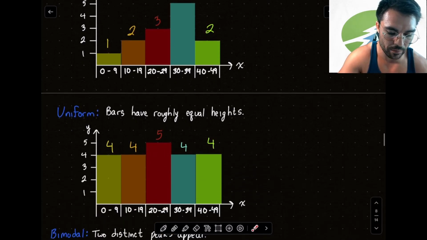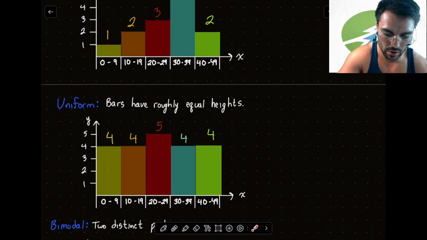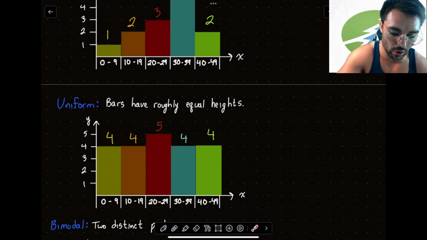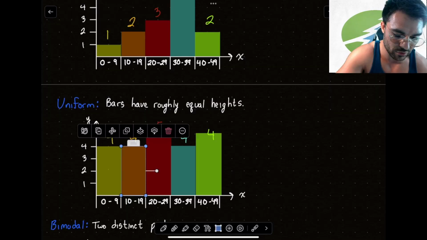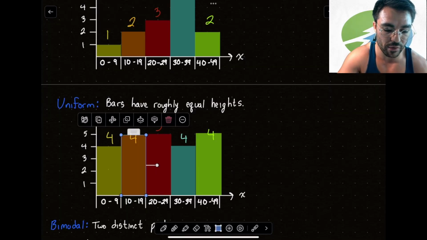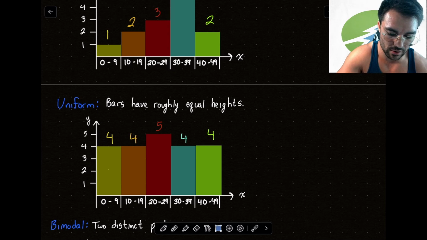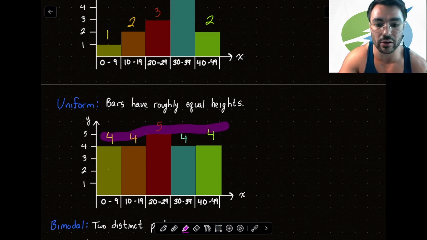Simple enough. Uniform. Bars have roughly equal heights. Again, this is perfectly equal. It could be a little bit off. You know, you could have this one up to here, maybe this one up to here. It's not perfect, but it's close enough. We would call that uniform. And you could visualize it with almost a straight line going across the top.